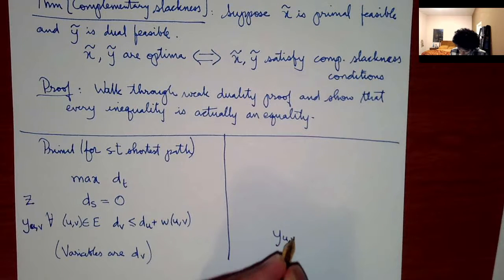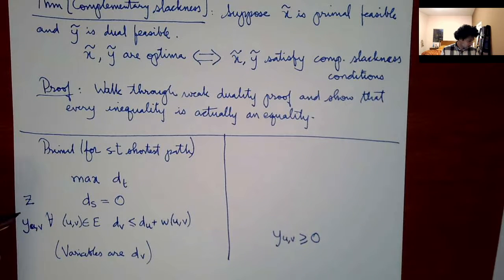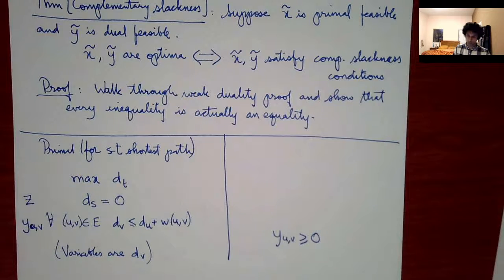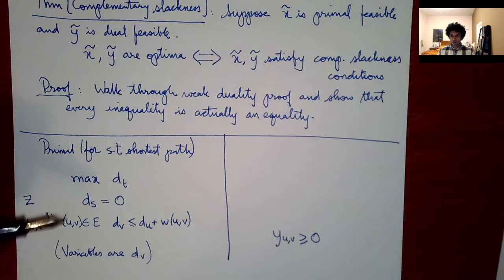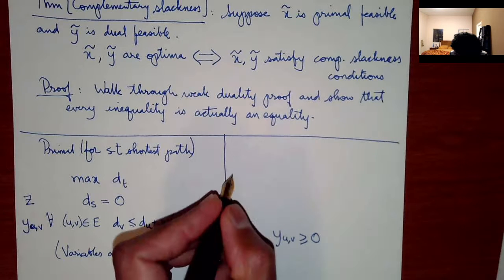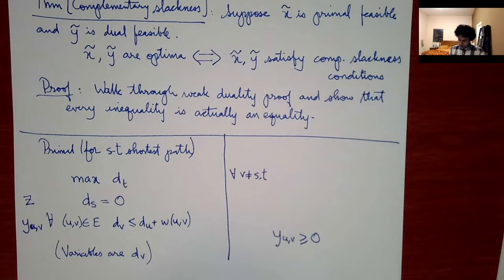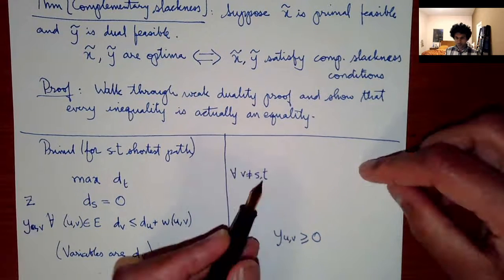So y_uv is non-negative because it's an inequality constraint. The z is unconstrained. Okay, so I'm just going to put that down there. Now what are the constraints going to be? The two vertices S and T have a special role, so I'm not going to deal with them for now. So firstly, for all v not equal to S or T, I have a constraint for every variable.